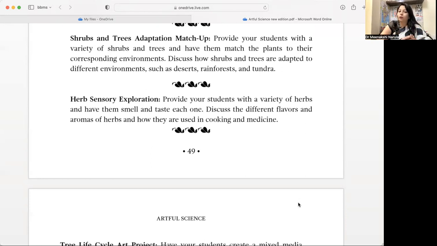And herb sensory exploration, provide your students with a variety of herbs, let them smell, let them taste, discuss the different flavors and aromas of the herbs and how they are used in cooking, in medicine, and maybe aromatherapy, or maybe there are some other uses of it. You can talk about it, right? See, you know very well during this COVID time we have been using various herbs. Drink this decoction, drink that, which herbs are they, right? So which herbs are those, which cure particular diseases.